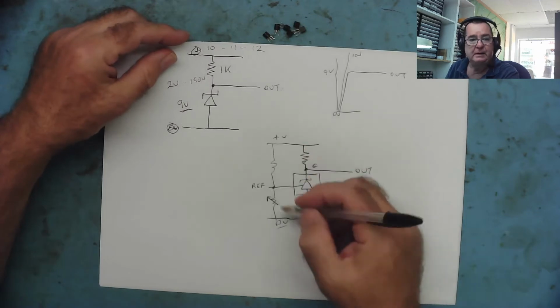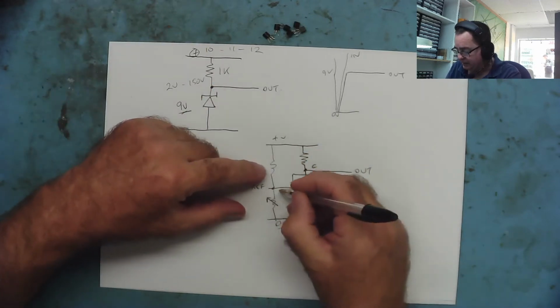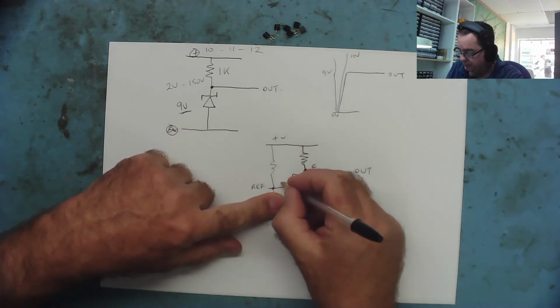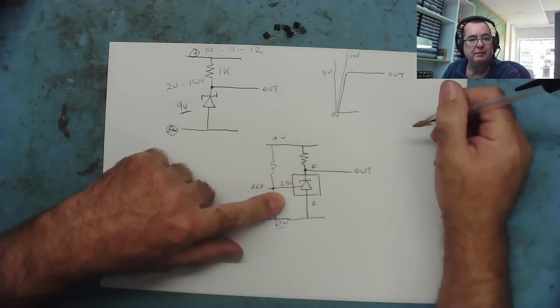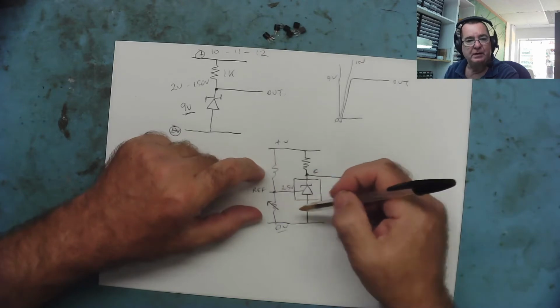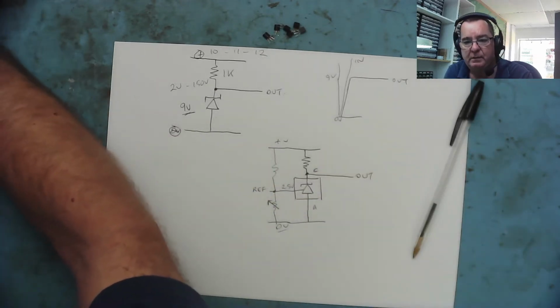But the way the thing is designed, if we don't have this resistor, this reference voltage will be 2.5 volts. It generates it, 2.5 volts, regardless of the value of that resistor. It's only when you put the network in that you can program it. Let me show you the data sheet and you'll understand what I mean.